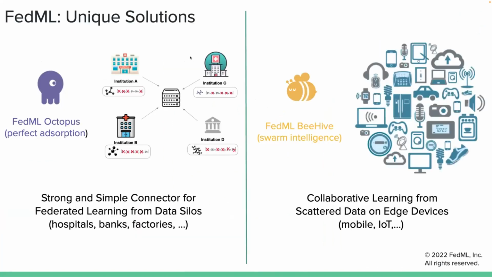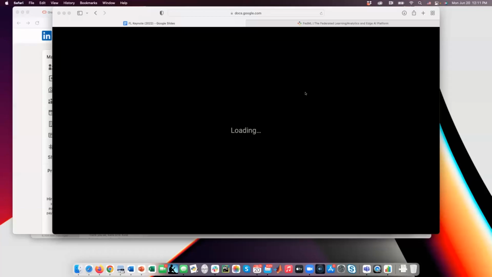Together with FedML, we provide 2 solutions. One of them is the Octopus setting for training federated learning across silos, cross-silo federated learning. Another one is FedML Beehive that is tailored for training across larger scale edge nodes, for example, mobile or IoT devices.